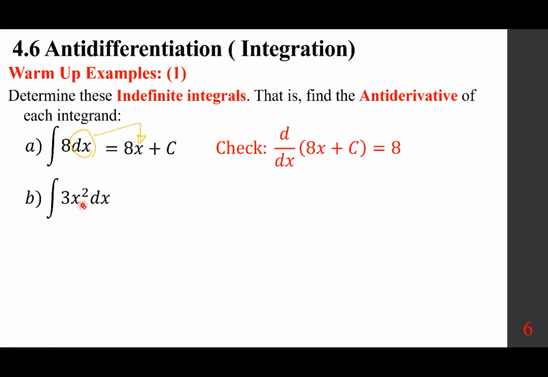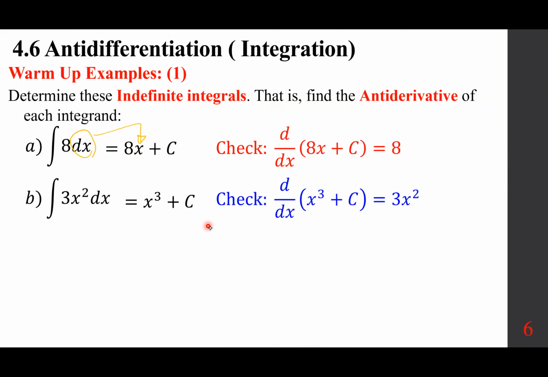Another example, we've already done that. We know the answer is x cubed. And all we have to do is differentiate the right side, and we get 3x squared. This without the dx. Okay.